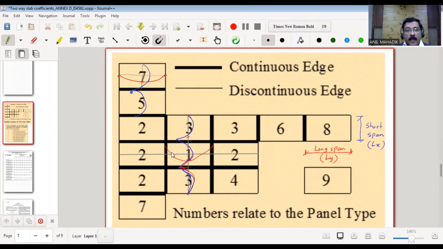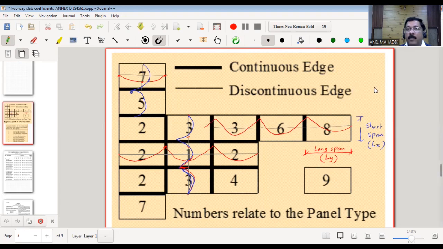Again, long span here, as for case number 2, there is a 0 here because of the discontinuous end. So it will be like this. At the continuous end, there is a moment again here. So these are the bending moment diagrams for different cases. If you consider the long span moments, there is 0 here, then negative moment due to continuity. Then again here continuity, again continuity, and again continuous.